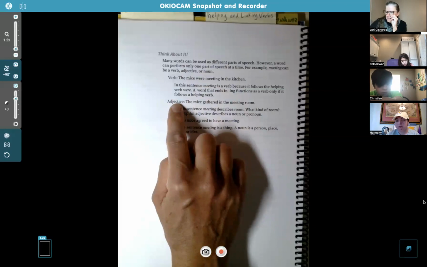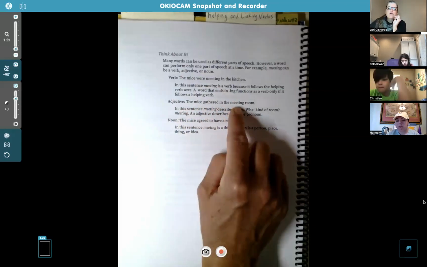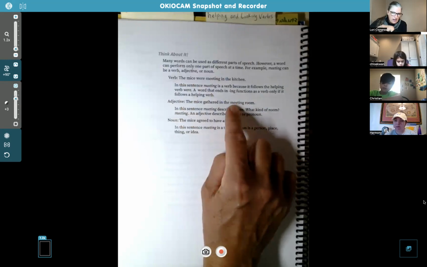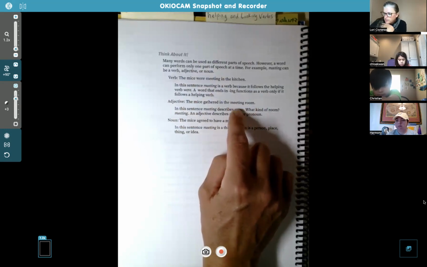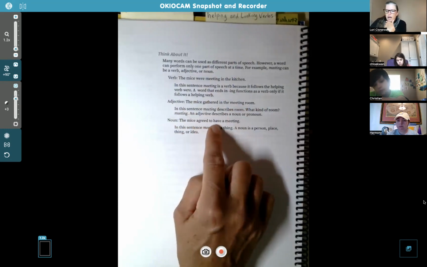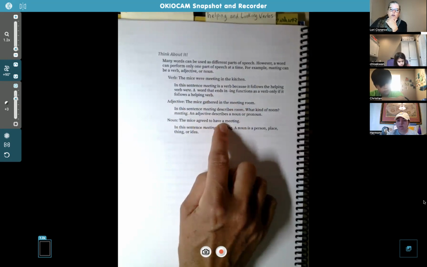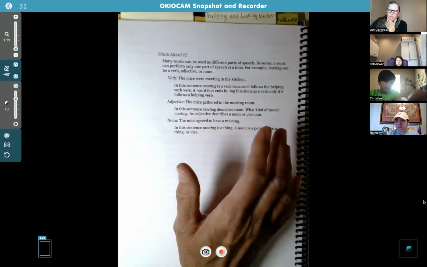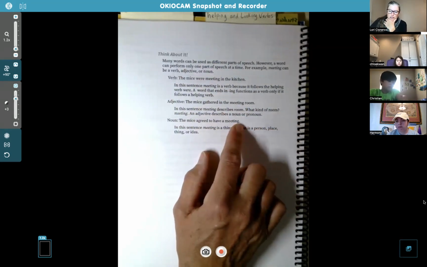Here it's used as an adjective. The mice gathered in the meeting room. Now that's way different because the meeting room is telling what kind of room. Remember, room is a noun. So when it tells what kind or which one, then that's an adjective. Same word meeting here is used as an adjective, and then here it's used as a noun. The mice agreed to have a meeting. Because that article a is right in front of it, that tells us that meeting is a noun, a meeting. And a noun is a person, place, or thing. A meeting, that's a thing, I guess you could say.